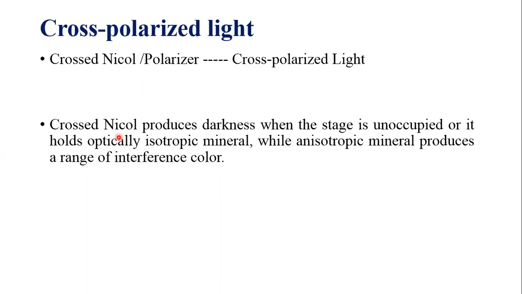Remember students that cross-Nicol produces darkness when the stage is unoccupied or it holds an optically isotropic mineral, while an anisotropic mineral produces a range of interference colors. It means that darkness is produced by cross-Nicol whenever the stage is either empty or it holds an isotropic mineral. On the other hand, if the stage holds an anisotropic mineral, then cross-Nicol produces a variety of interference colors.